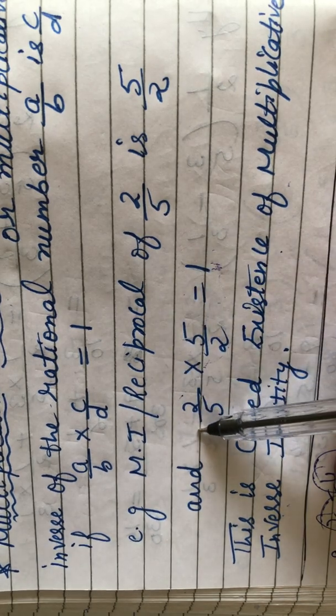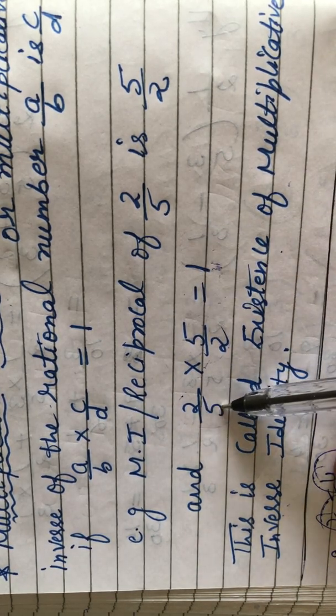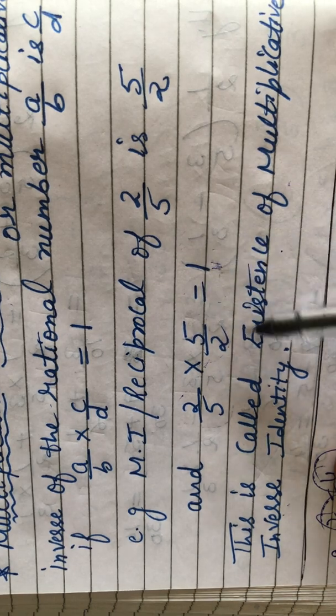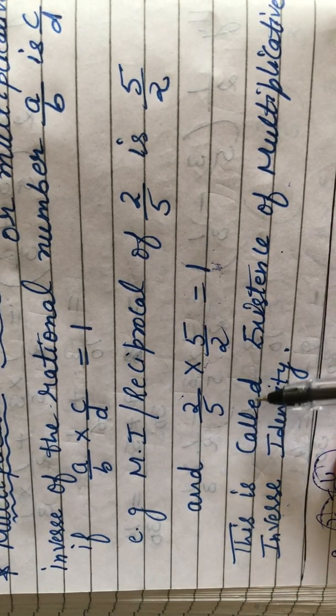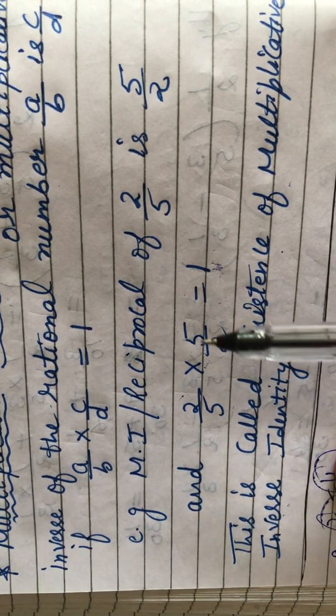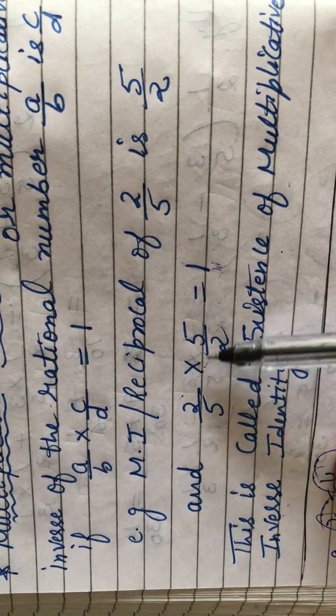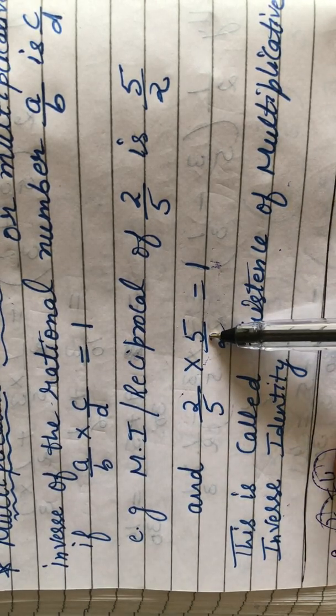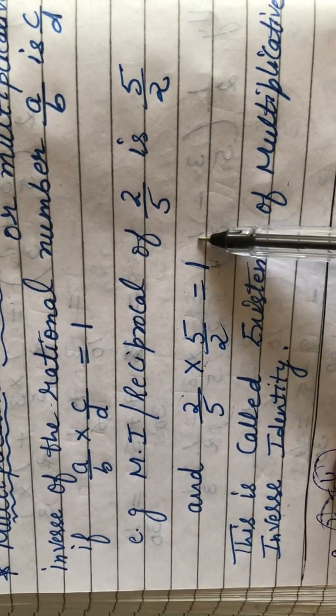If we are using this in questions, 2 by 5 into 5 by 2 equal to 1, what property is used here? It is called existence of multiplicative inverse. Because if we multiply a rational number with its reciprocal, we always get the product as 1.